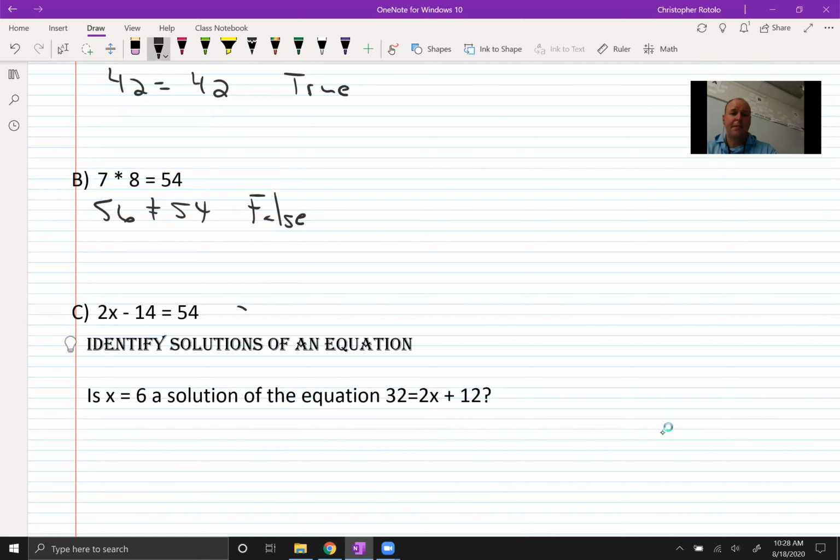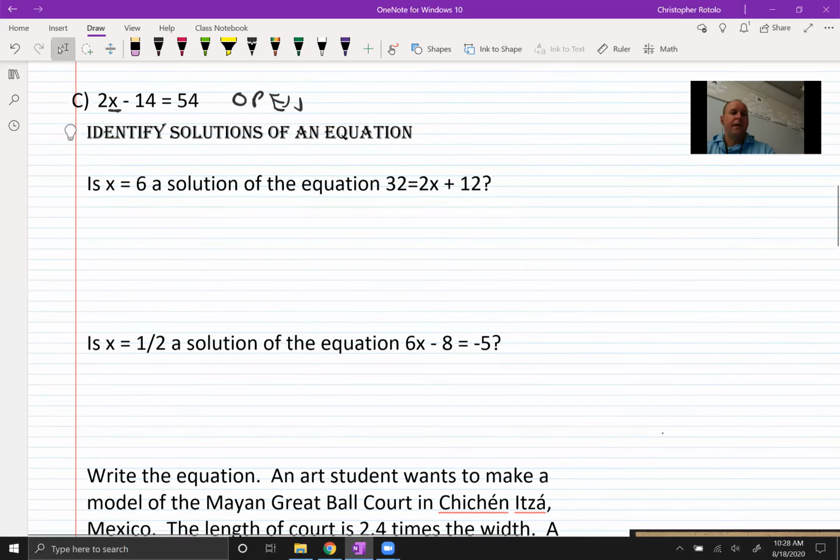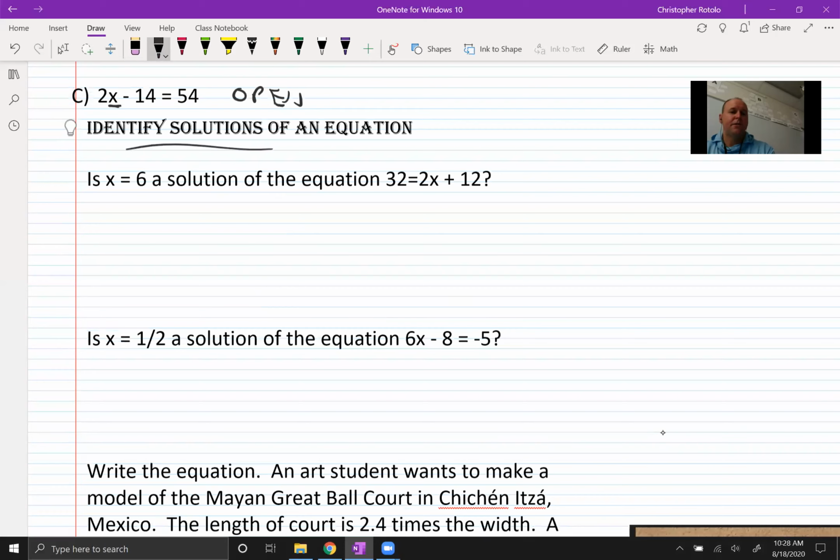And C, this one happens to be open, right? Because we have a variable. So there's really not anything else that we have to do with it. Can we do something with it? We sure can. We could add 14, we could divide that by 2, but we're going to save that for later on. Now we want to identify the solutions to the equation.